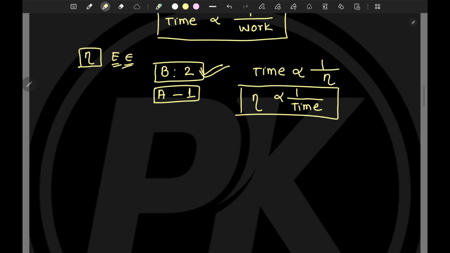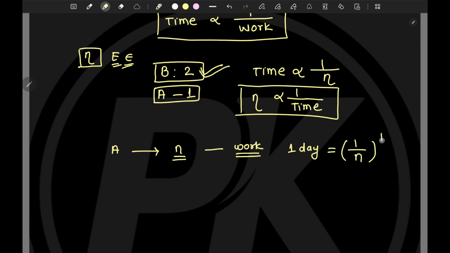For example, A is taking n days to complete a work. A is taking n number of days to complete a particular work. Then can I say in one day he will do 1 by nth of work, right? 1 by nth, and in n days he will complete the work. I will just multiply it by n, that means he will complete the work.